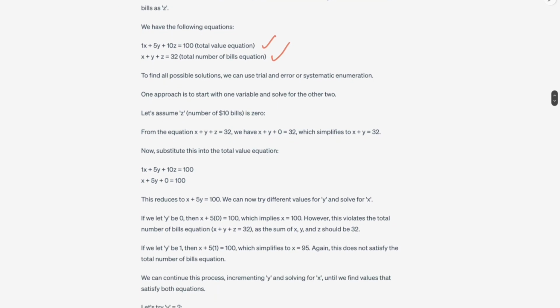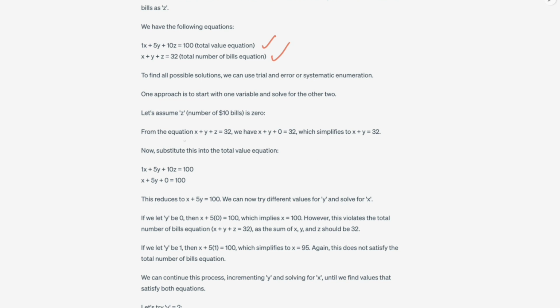And then he says, for all possible solutions, we can use trial and error or systematic enumeration. And he says one approach is to start with one variable and solve for the other two. So let's assume Z, that's the number of $10 bills, is 0. So here, there's a suggestion that he's going to try to do some systematic enumeration. He's going to try with 0, then maybe with 1, then 2, then 3, and then see where that takes him.